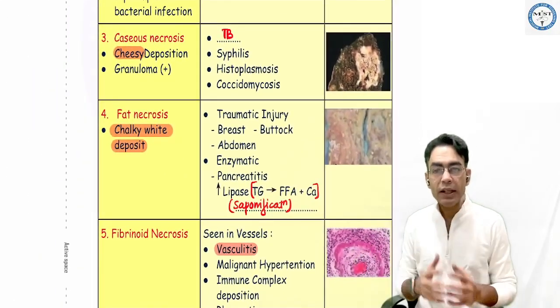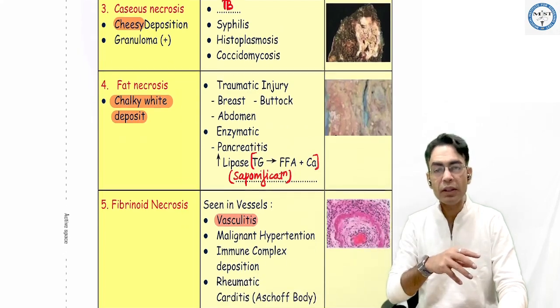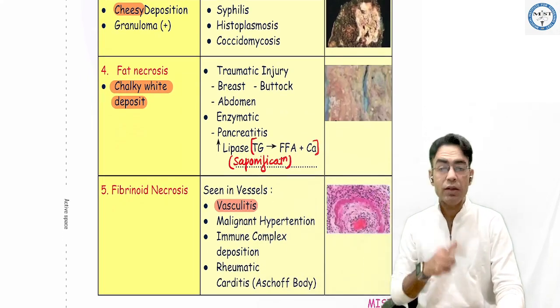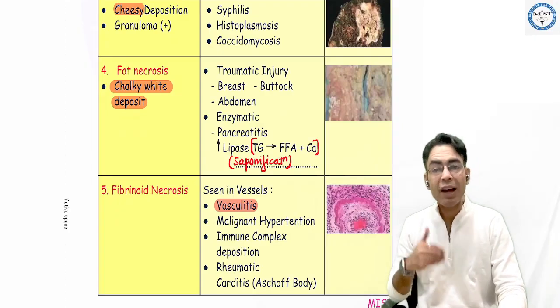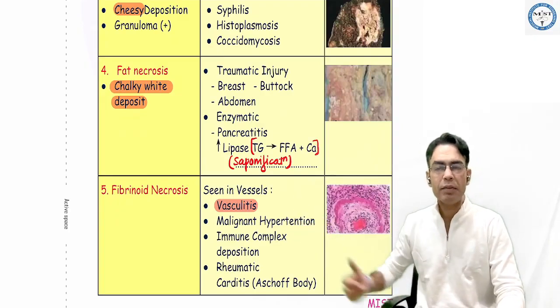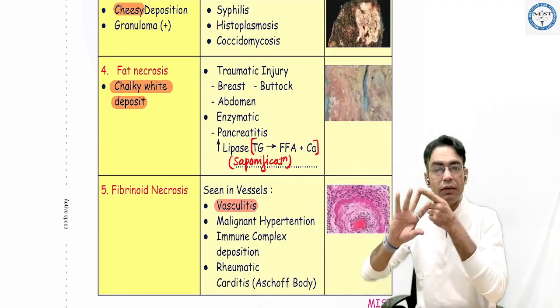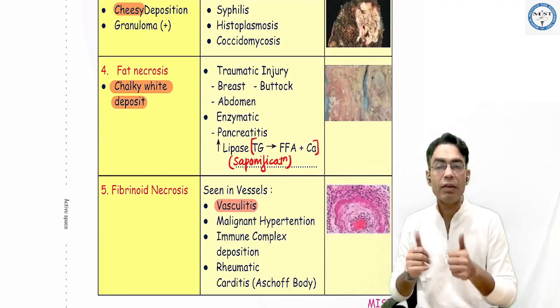And then we have fibrinoid necrosis, which is deposition of fibrin with the dead cells, and fibrin is a coagulation factor, activated factor number one. So it will always be found with vascular injuries, vasculitis, malignant hypertension; all these can cause fibrinoid necrosis. So five types: coagulative, liquefactive, caseous, fat, and fibrinoid.